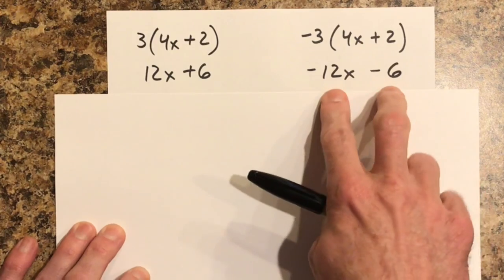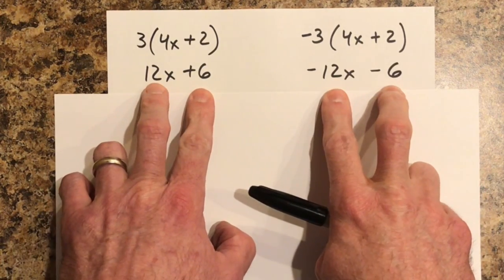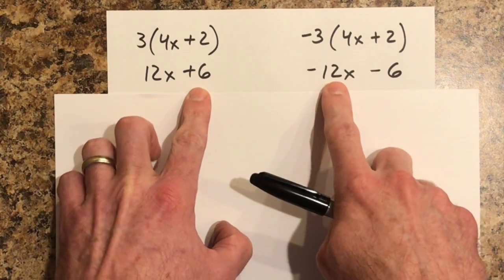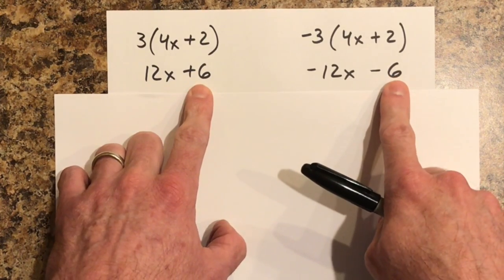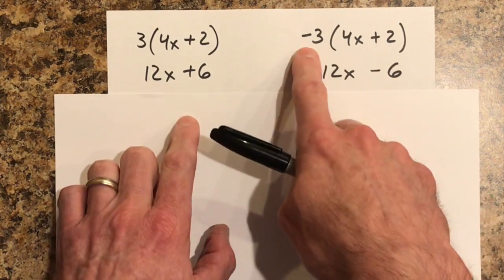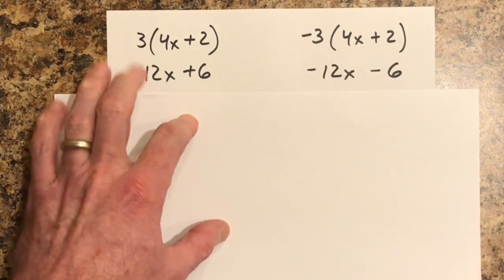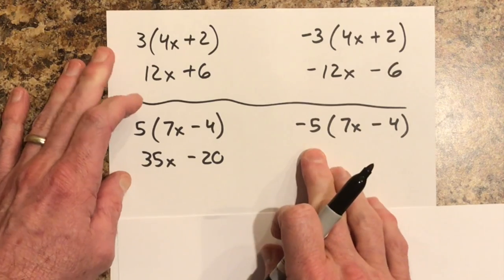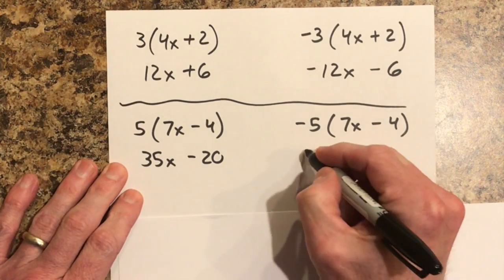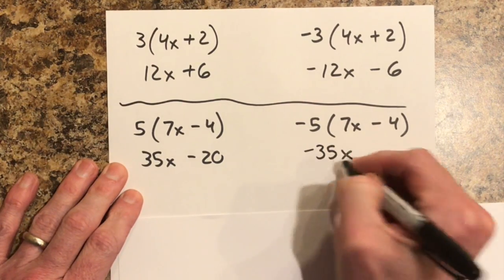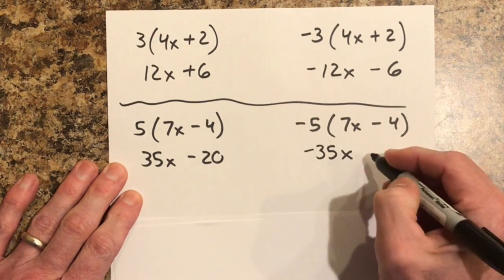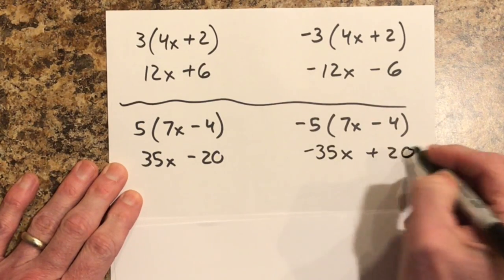Notice that is exactly the opposite of what we had before. Positive 12x, negative 12x. Positive 6, negative 6. It's just the opposite. Let's look at one more example. Negative 5 times 7x is negative 35x. And negative 5 times negative 4 is positive 20.